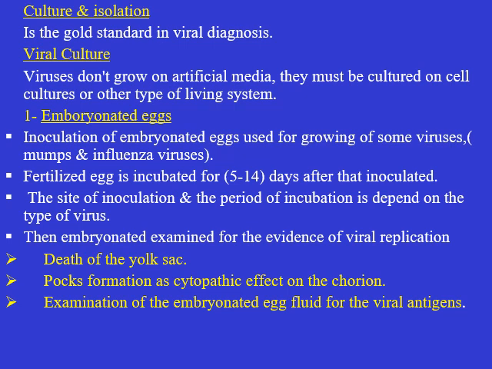Evidence of viral replication in the inoculated embryonated egg can be in the form of, number 1, death of the yolk sac. This appears as shrinkage in the yolk sac of the embryonated egg, or it appears as pox formation. This is the cytopathic effect on the chorion of the embryonated egg. Or simply we can examine the fluid of the embryonated egg looking for viral antigens.